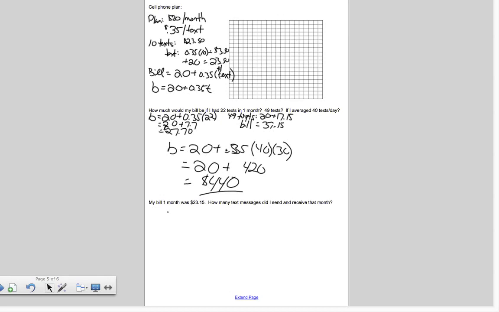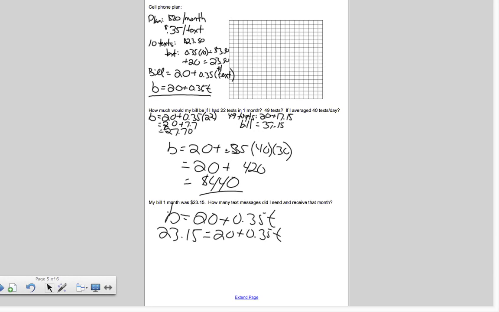It was $23.15. Alright, so first I'm going to start off using our equation up here. B is equal to 20 plus 0.35 T. So you said the bill was 23.15? We don't know the T, right? So now what is it that we're solving for? Yes, now we're solving for T, right?